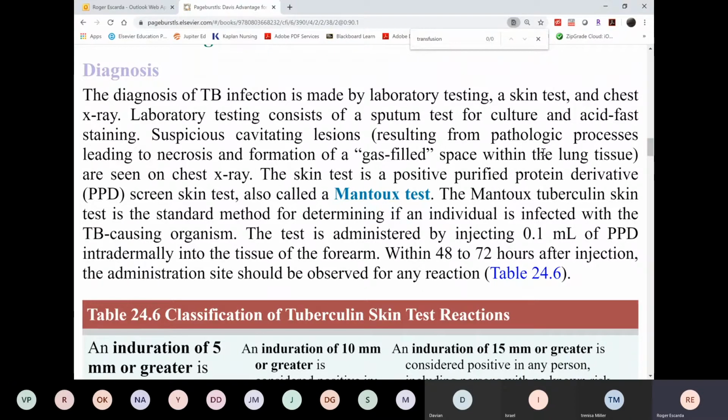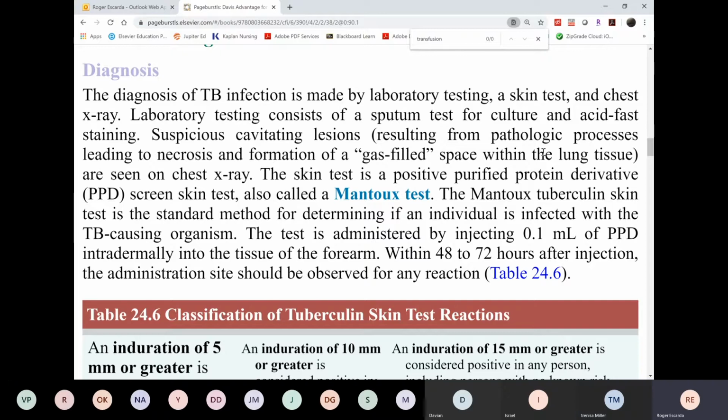PPD is prone to false positives because of the BCG. Who among you here received BCG as a child, as a baby? All right, so some of us here were given it because of the country of birth. We were given BCG because in a country where TB is endemic, we have to protect all newborns. So we were given the BCG vaccine.